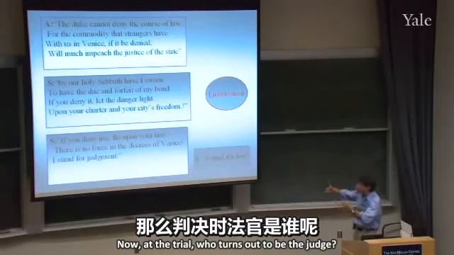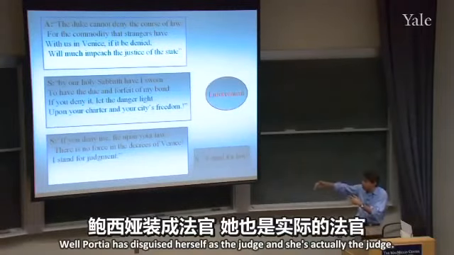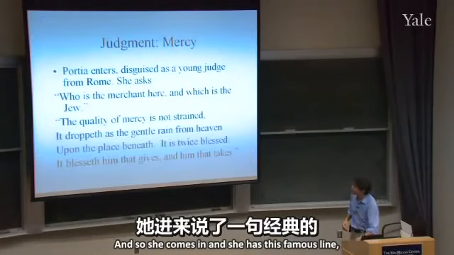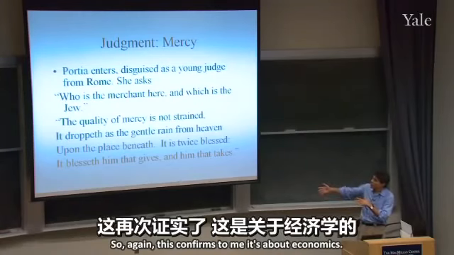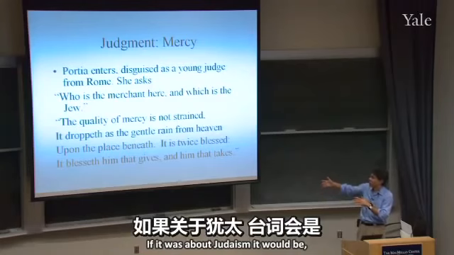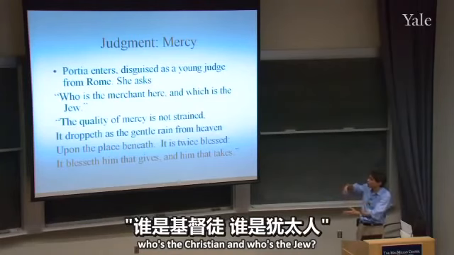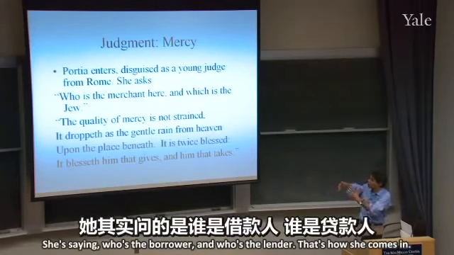Now, at the trial, who turns out to be the judge? Well, Portia has disguised herself as the judge, and she's actually the judge. And so she comes in and she has this famous line, "Who is the merchant here and which is the Jew?" So again, this confirms to me it's about economics. If it was about Judaism, it would be, who's the Christian and who's the Jew? She's saying, who's the borrower and who's the lender? That's how she comes in.